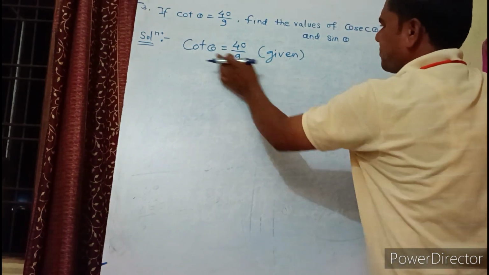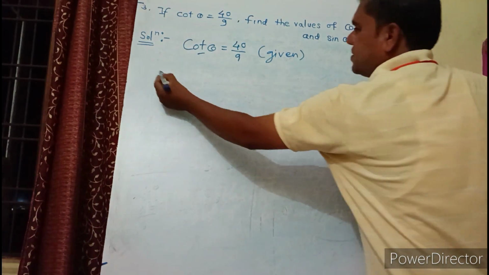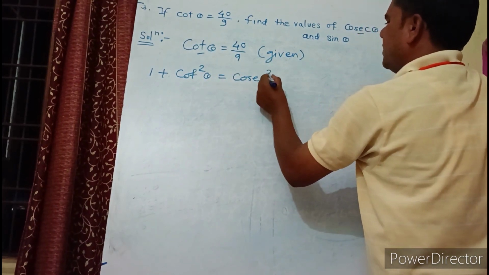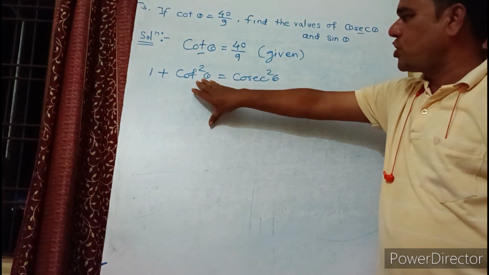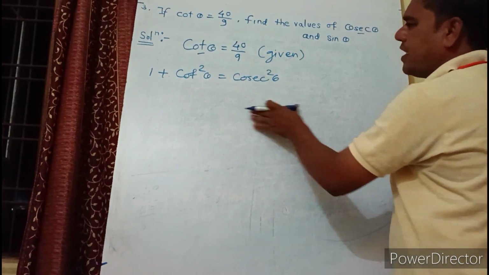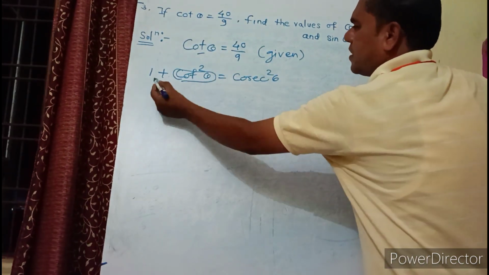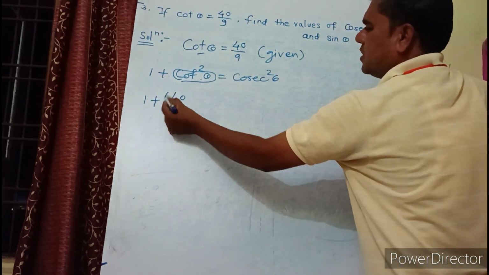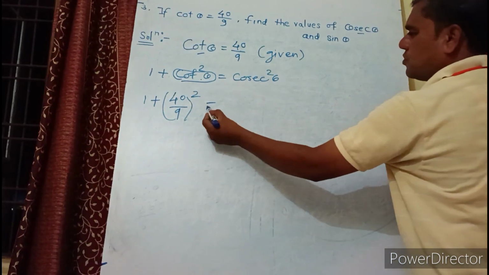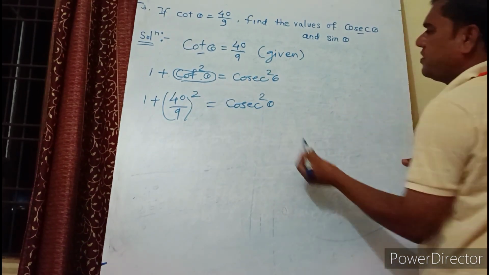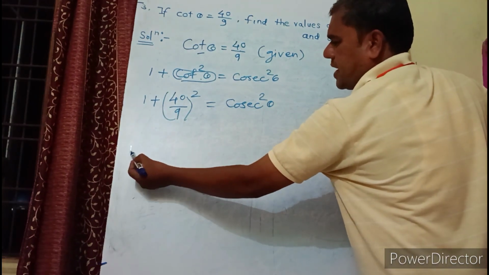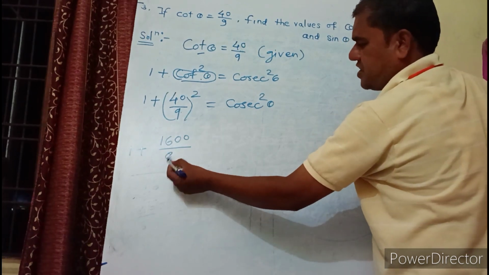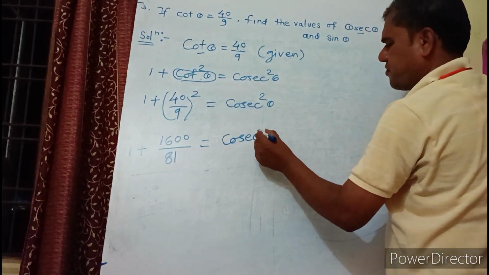Now we know the relation between cot theta and cosec theta: 1 plus cot square of theta equals cosec square of theta. This is the formula of relation between cot theta and cosec theta. Now by putting the value of cot theta, 1 as it is plus 40 by 9 whole square equals cosec square of theta. On solving, 1 as it is plus the square of 40, that is 1600, divided by the square of 9, that is 81, equals cosec square of theta.